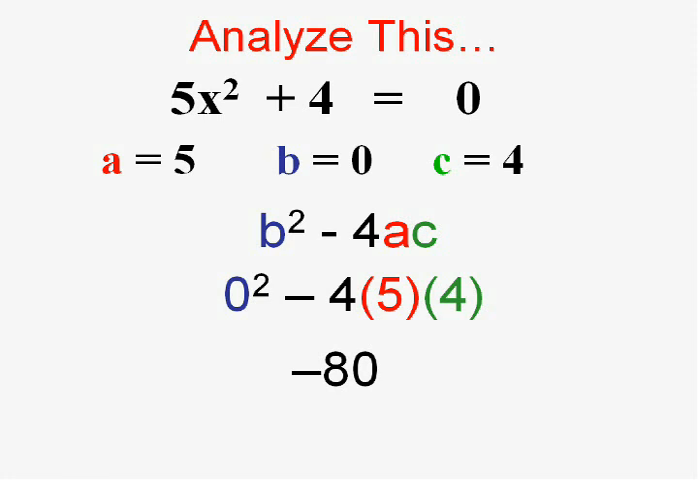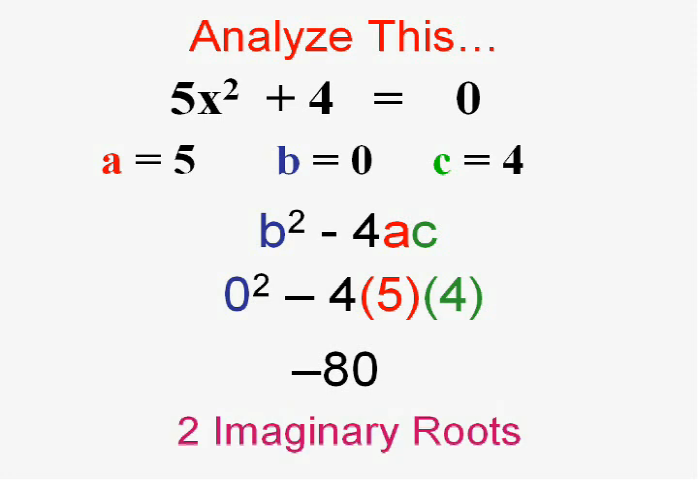So what do you know when the discriminant comes out to a negative number? Might as well stop right there, because the answers are going to be imaginary. They're going to be useless in the real world. Two imaginary roots. That's the kind of thing we call analysis. You don't have to do the whole problem. Just analyze it first. Okay?